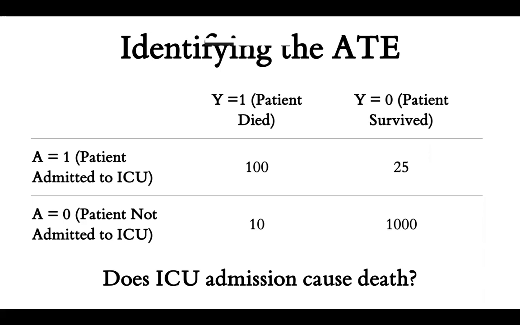I find that there were 100 patients who were admitted to the ICU and who did not survive. There were 25 patients who were admitted to the ICU and survived. There were 10 patients who were not admitted to the ICU and who died. And there were 1,000 patients who were not admitted to the ICU and did not die.